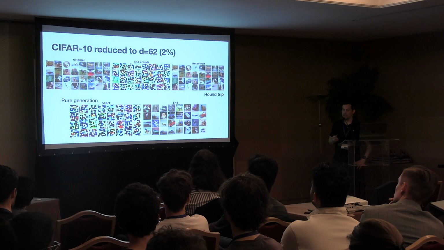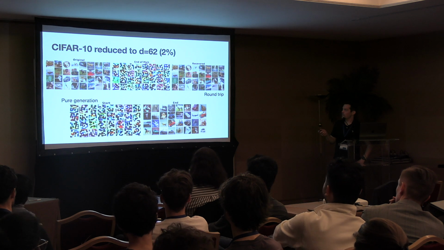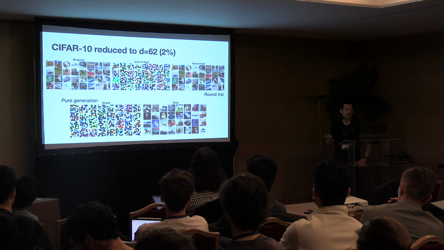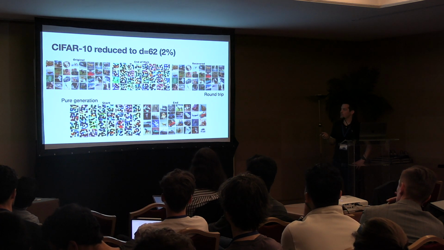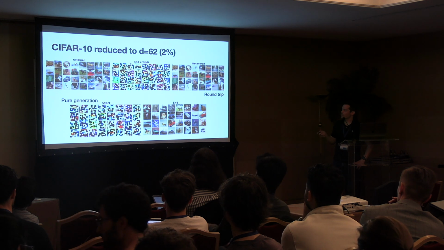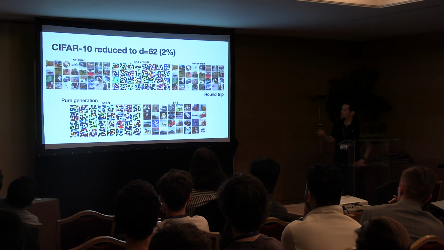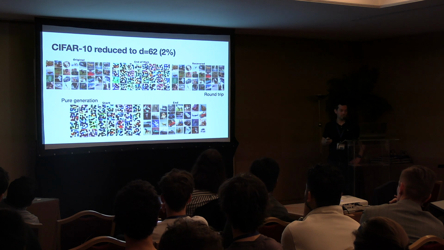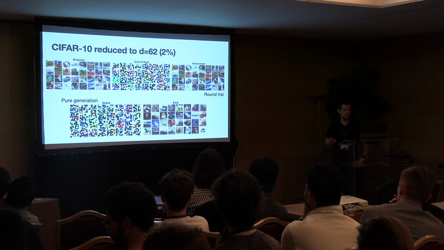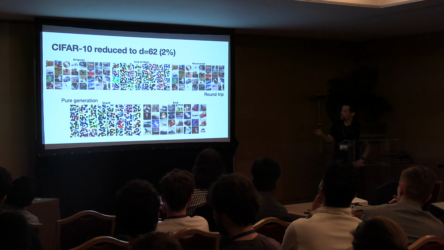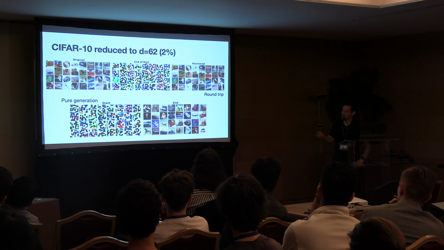All right, but I will tell you that on real data, so this is CIFAR-10, and we're going to reduce it to 2% of its dimensionality. So this is 62 dimensions. This is just to show you that the round trip looks pretty good. We can start, say, here, and we come back to here. So our round trip performance is really good, even though we're compressing most of the information out. You can see that this is not white noise. There's some covariance structure here.